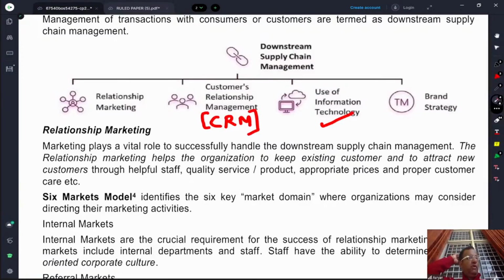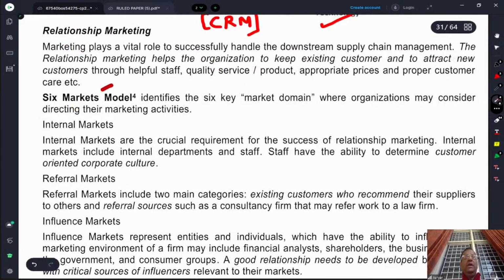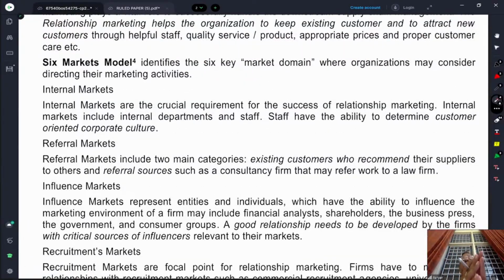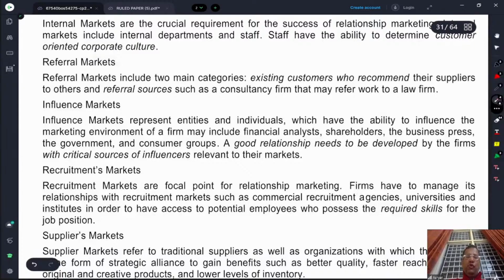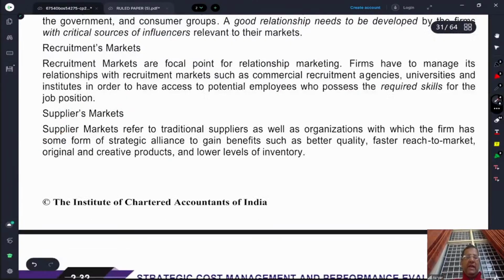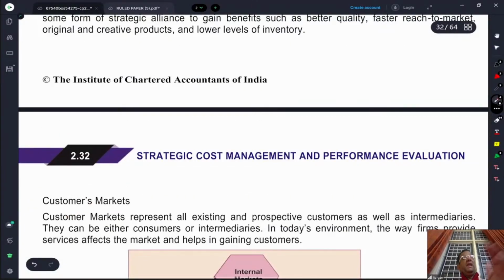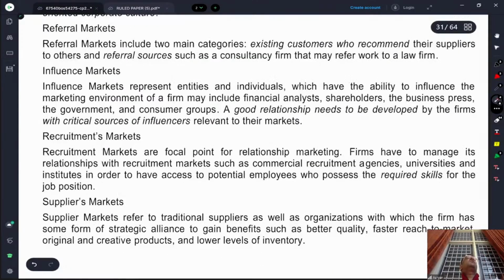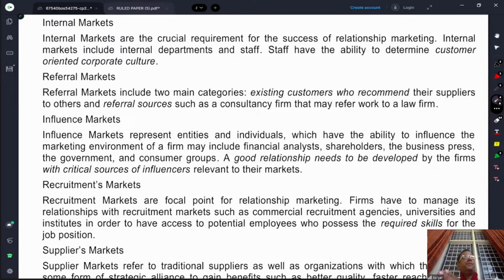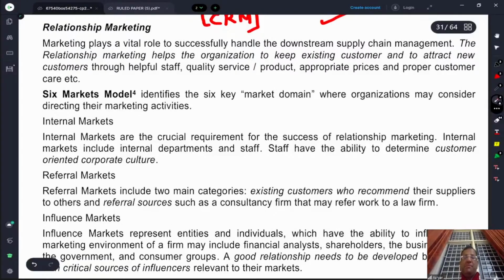Okay, beta. So I'm giving you one assignment: in relationship marketing there are total 6 market models. You have to work on these 6 markets so that you can effectively manage the downstream supply chain management. Those markets are internal market, referral market, influence market, recruitment market, supplier market, and the last one is the customer market. If you manage these 6 markets, then definitely you have done more than 50% to manage the downstream flow supply management. Okay, then next, the customer relationship management will be there.